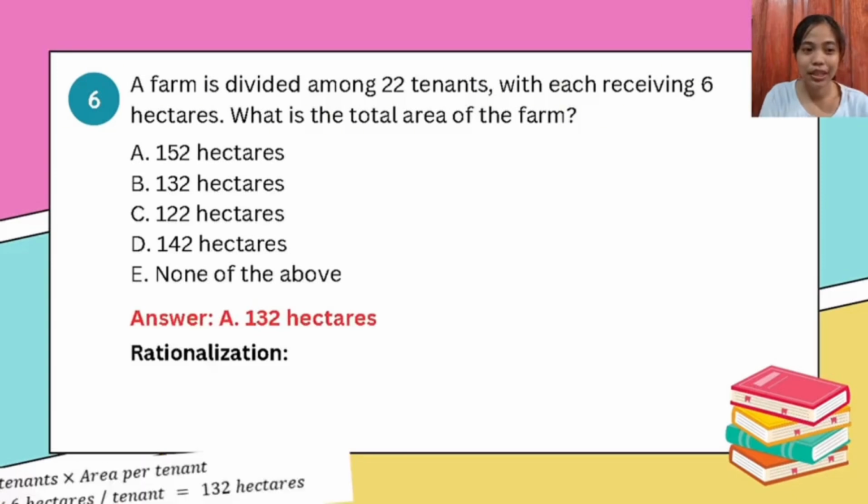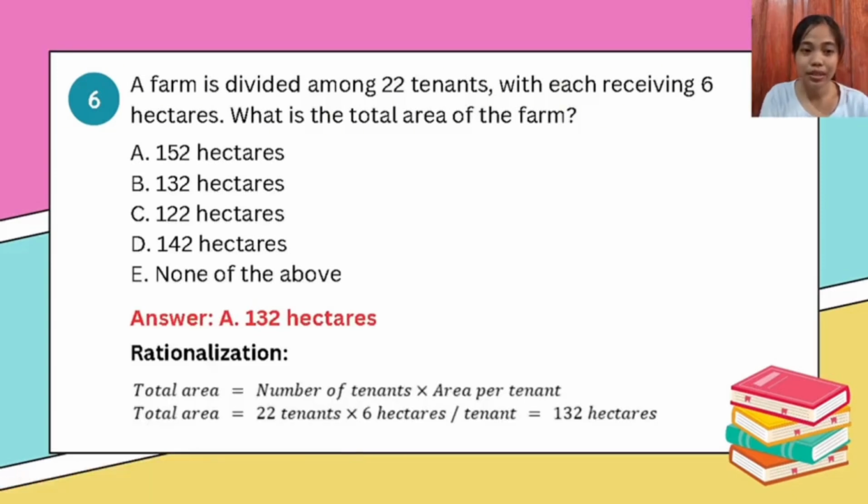Here's the rationalization. The number of tenants times area per tenant. And we know that we have 22 tenants times 6 hectares per tenant. Therefore, we have 132 hectares. And the answer is letter A. Now, let's proceed to number 7.